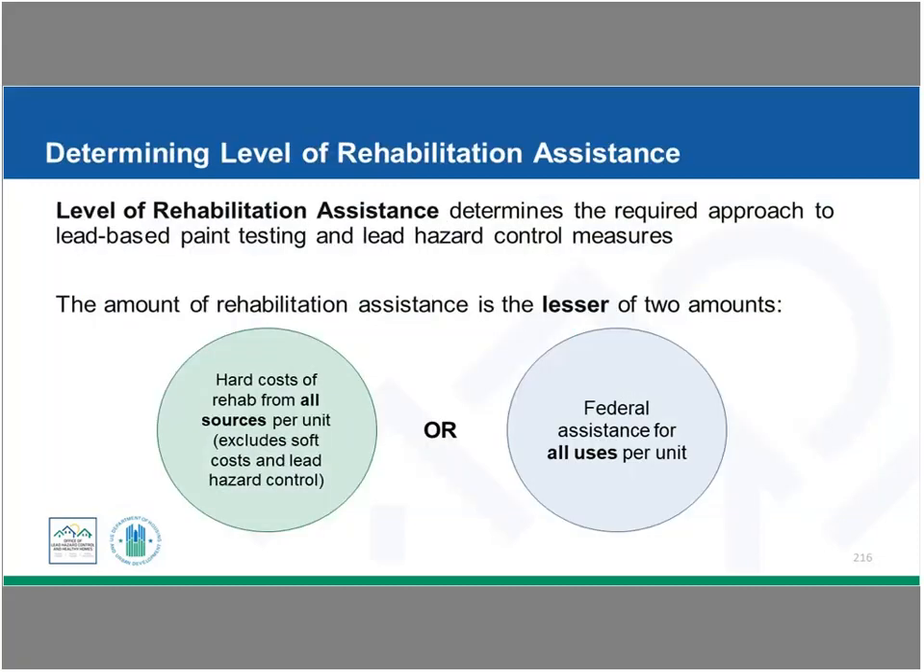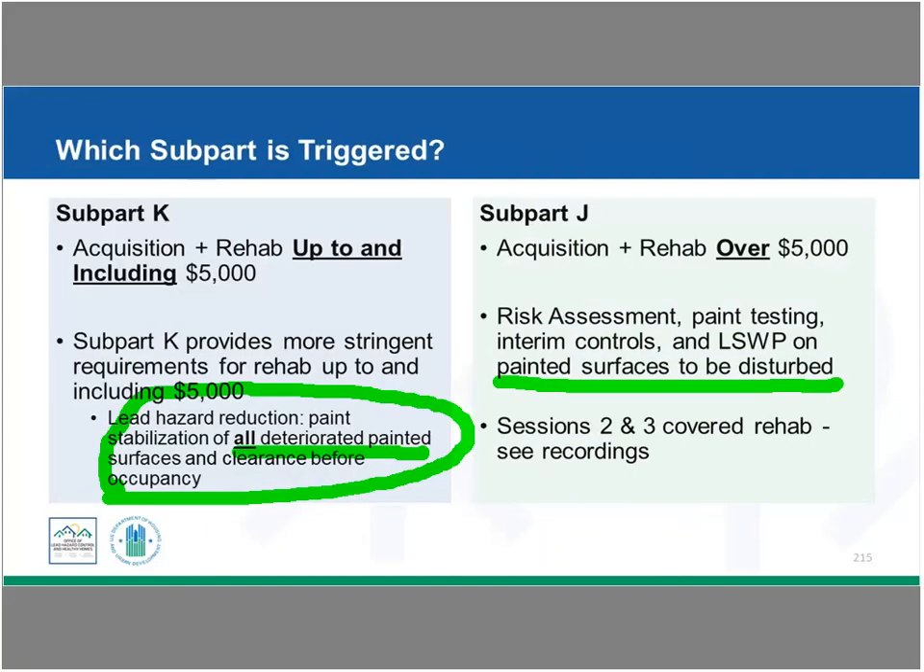Okay, so let's talk about the level of rehabilitation assistance. For those of you that were in the earlier sessions, we went into a great deal of length about that. So in the calculation of looking at our level of rehabilitation assistance, we're trying to figure out, is this up to and including $5,000, or is what we're looking at here going to be over $5,000? If it's over $5,000, we need to switch to Subpart J and follow a different set of regulations.